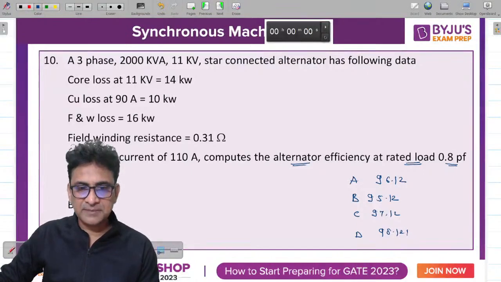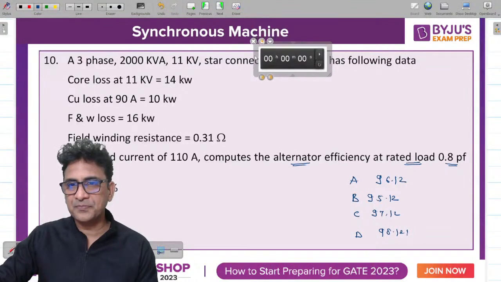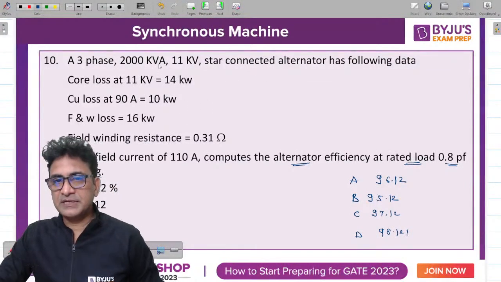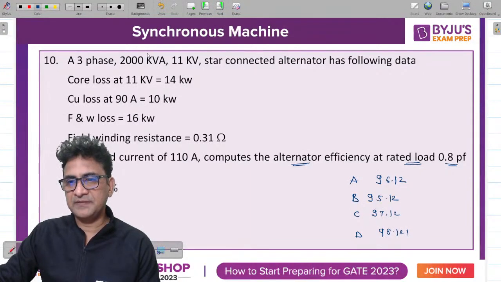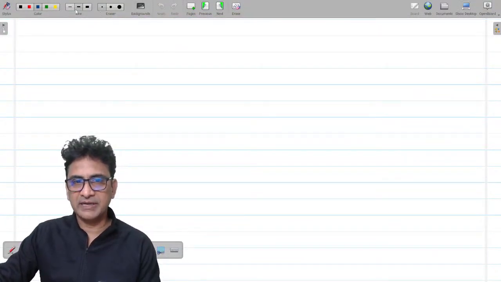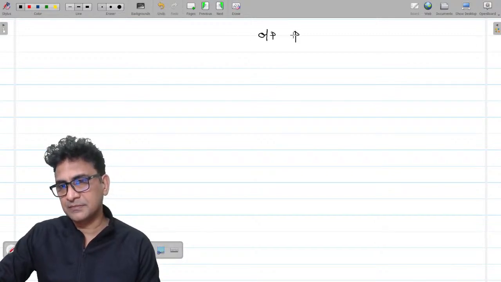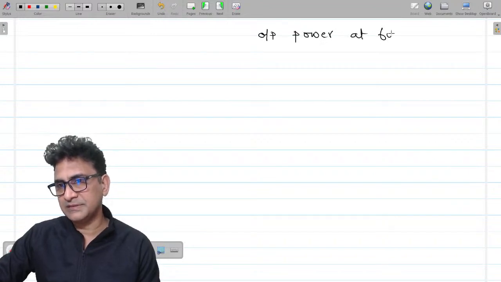Okay, so your time is up. Now I am going to solve this question for you. See, 2000 kVA is the rating. It is at the time of rated load. The alternator would provide 2000 kVA and the power factor of load is 0.8. So what is the output power at full load condition?